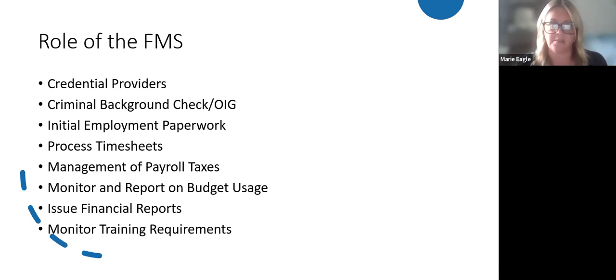It is the role of the FMS to do that credentialing. The credentialing includes the criminal background check, the OIG check, all initial paperwork for the employees, processing of timesheets, management of payroll taxes, monitoring and reporting on the budget usage, issuing financial reports, and monitoring training requirements. We have more details on each of these roles later, but Elizabeth, Jesse, do you have anything to add when it comes to these overall roles?